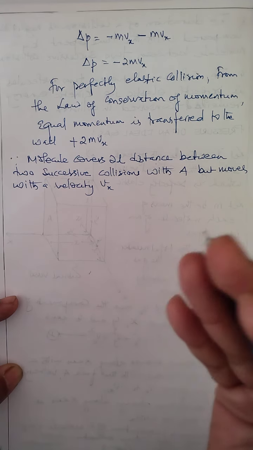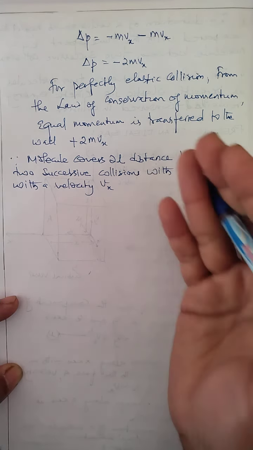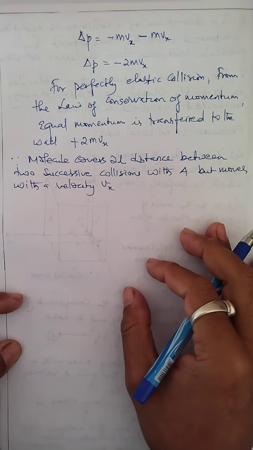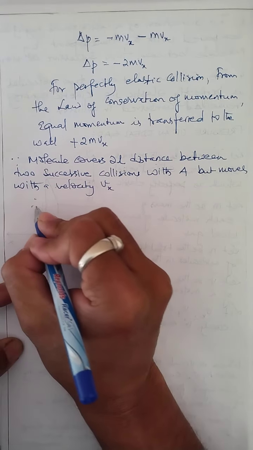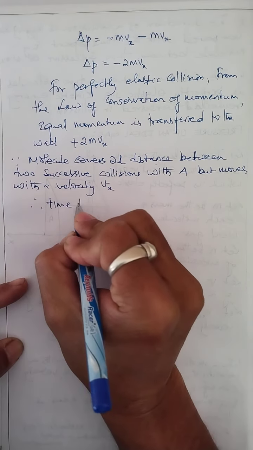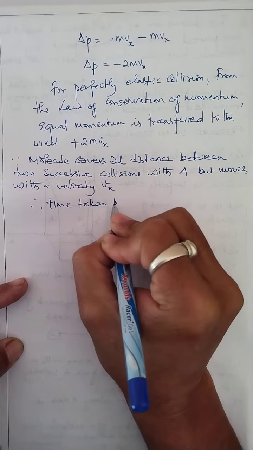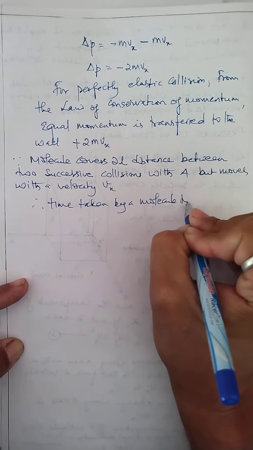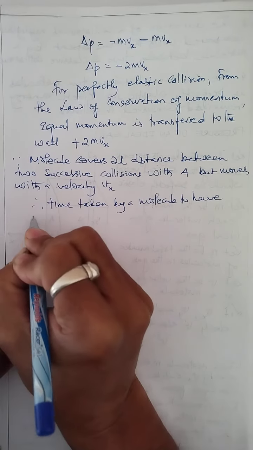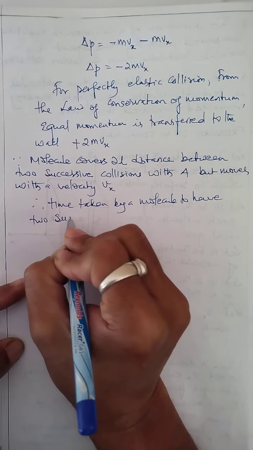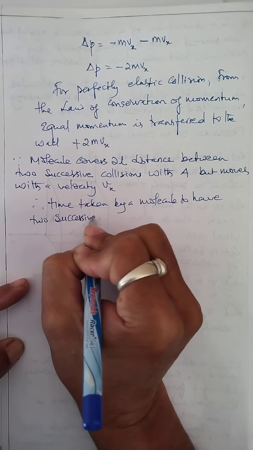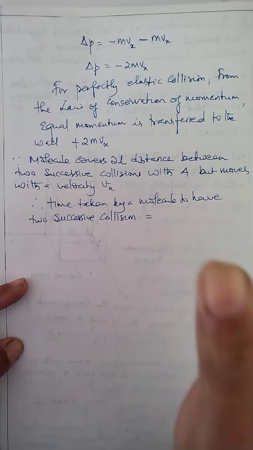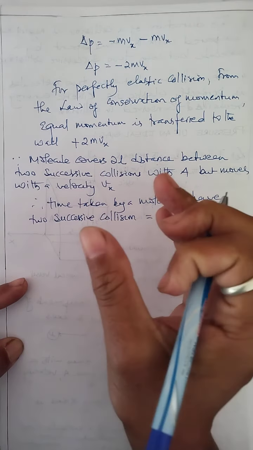Now in this case, definitely that molecule takes certain time to have 2 successive collisions with the wall. So I write down, therefore, time taken by a molecule to have 2 successive collisions is given by time is distance by velocity, because velocity means distance by time.